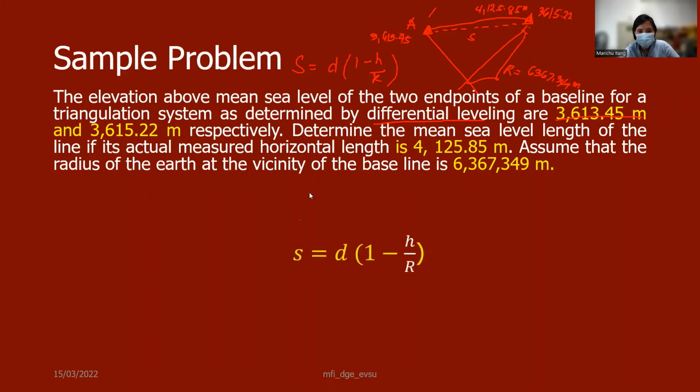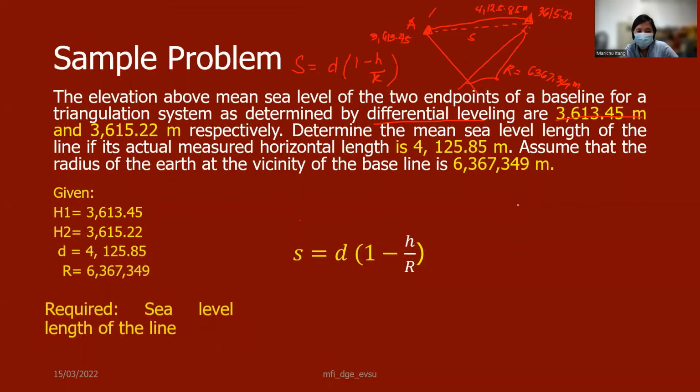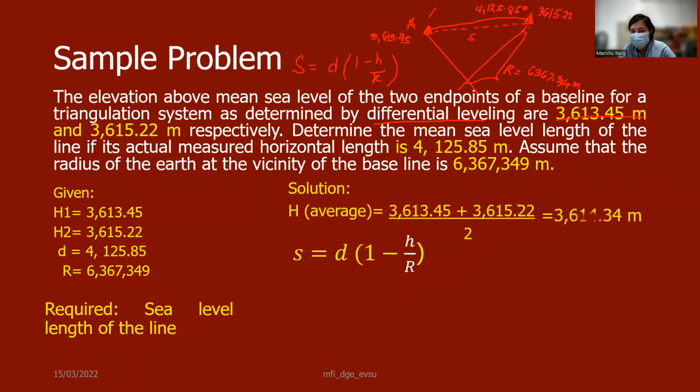Okay, and then, so we have a given na tayo ng H1, which is 631T. Meron tayong H2, meron na tayong D, and then R. So first thing first, you need to get the average elevation. You just add the 2 H and then divide it by 2. So the answer is 6314.54. So this is now the H, the average orthometric height. Just substitute the values to our formula. So substitute the value ng D and H.